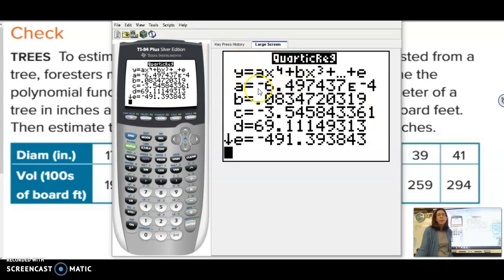So again, we start with the a. This is what goes in front of the x to the 4th. Now, what that e negative 4 means, don't ignore that. This isn't negative 6.49. It's negative 6.49 times 10 to the negative 4. So I have to move this decimal 4 places to the left. So this would be 0.0006. And then this would be 0.08. You don't see any more of those e's, so I'm not going to have to move that decimal.